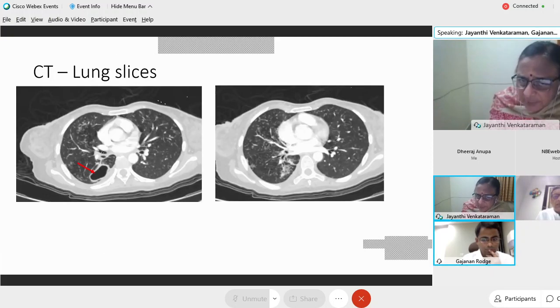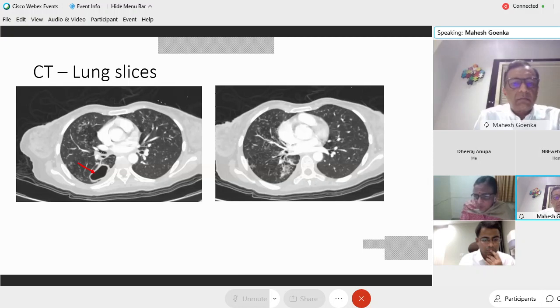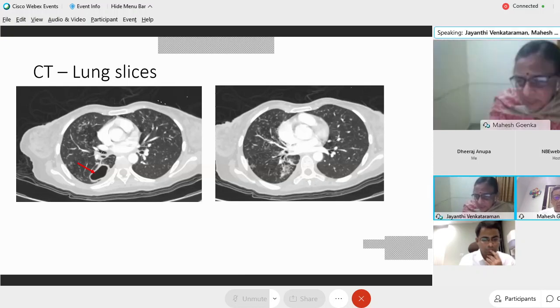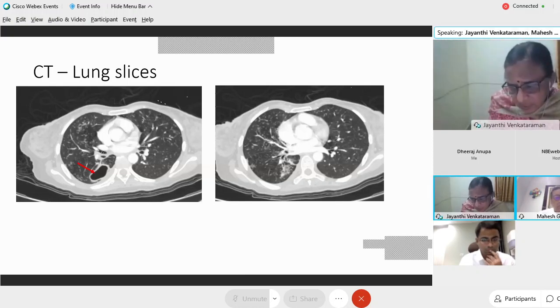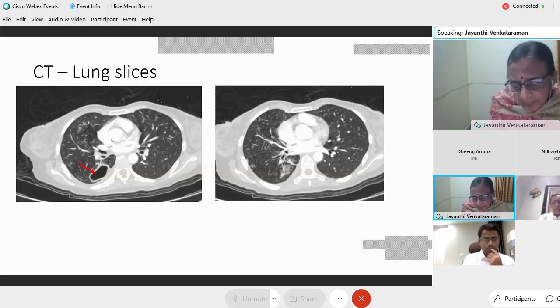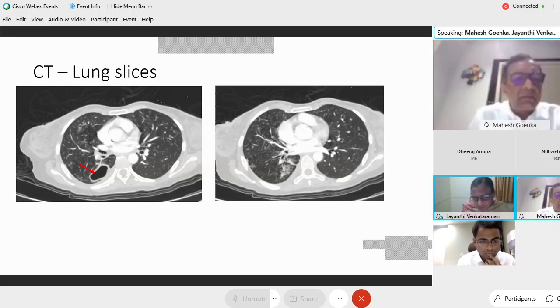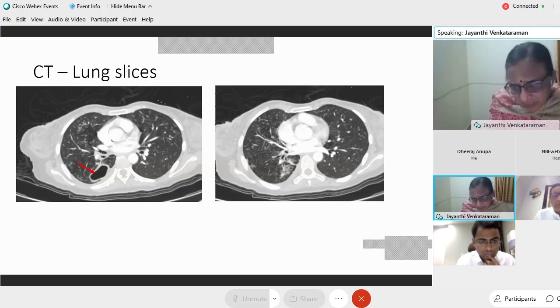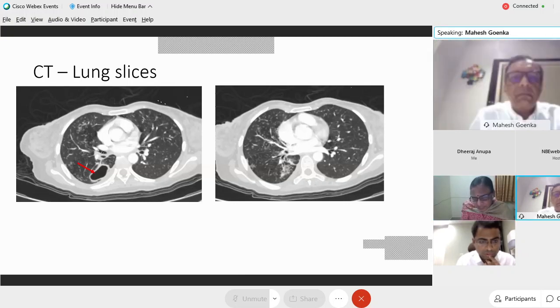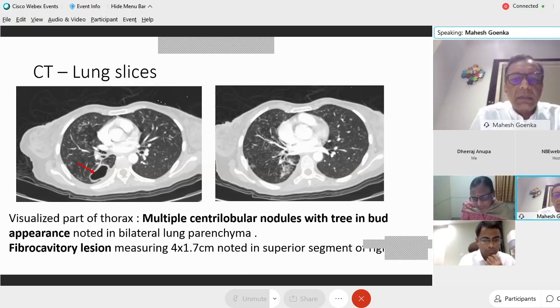Incidentally, while screening for the CT abdomen, they also saw the lung slices. What is your comment on this? What is seen here? What's seen posteriorly? The arrow is showing something. Is there a cavity there? Fibrocavitary lesion. Yes, sir. Multiple centrilobular nodules with tree-in-bud appearance and a fibrocavitary lesion.